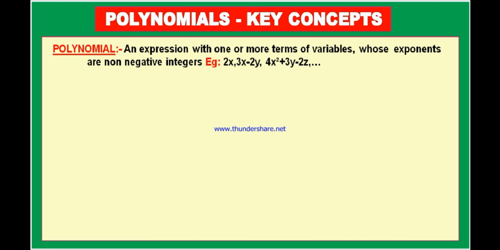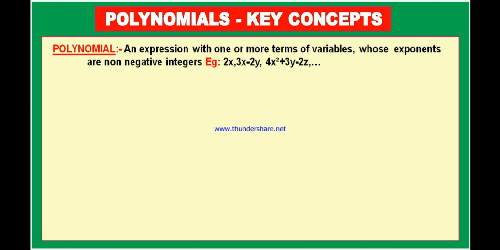Here, if the variable is in the denominator of a fraction, in any fraction if the variable is in the place of the denominator, then the exponent of that variable is a negative number, which is not a non-negative integer. Then such expressions are not polynomials. If the exponents of the variables are non-negative integers, means either positive integers or 0, in such cases all those expressions are called polynomials.